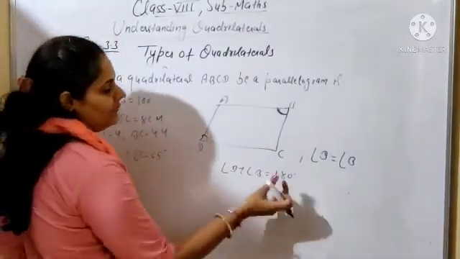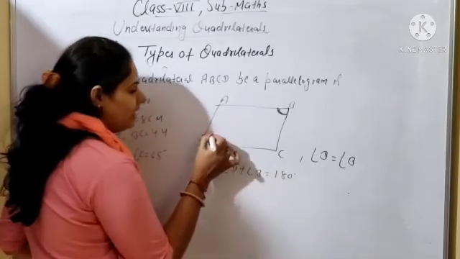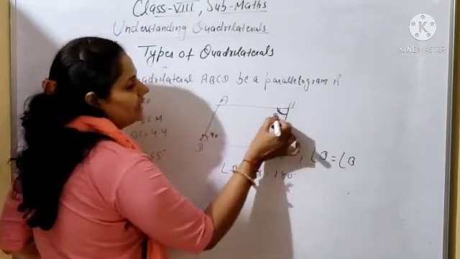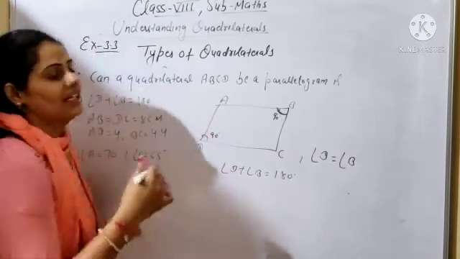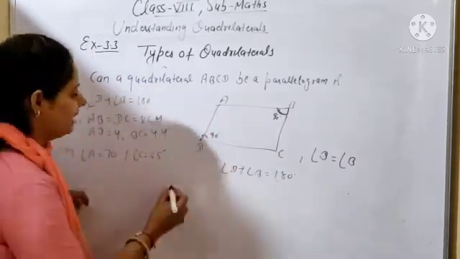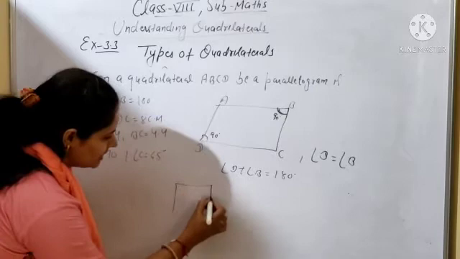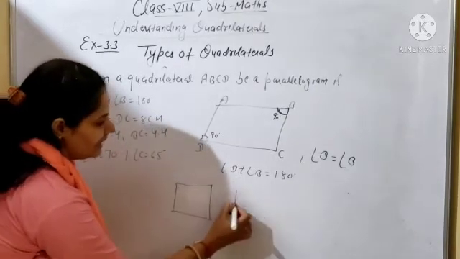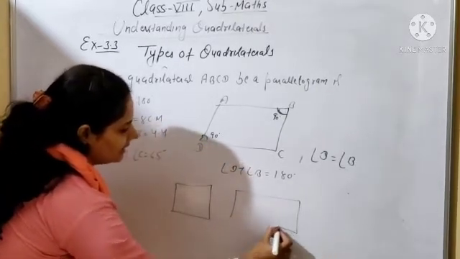But here what is given? D plus B is 180. So when can 180 happen? If this is 90, then what should this one be? It should be 90. And opposite angles are equal. It means it can apply only in the first form, it will be a square, and in the second one, a rectangle.